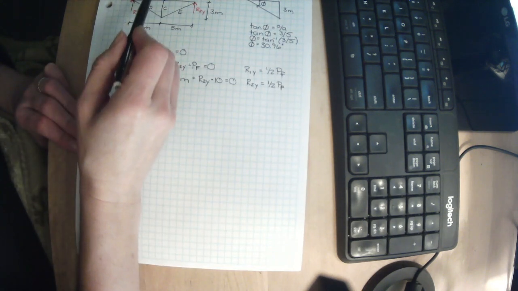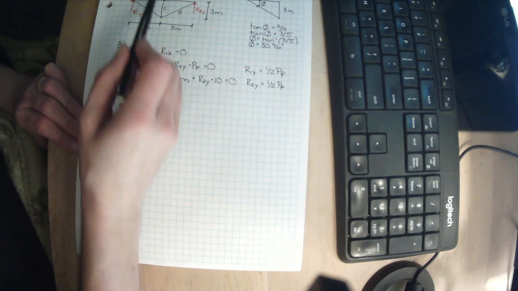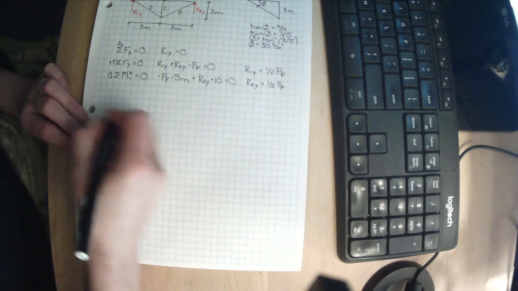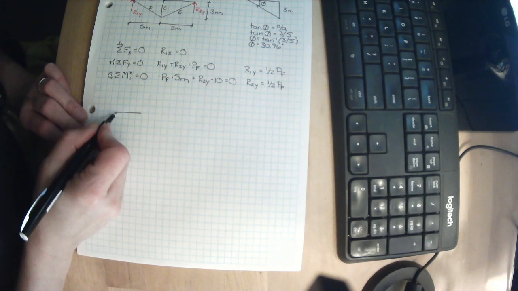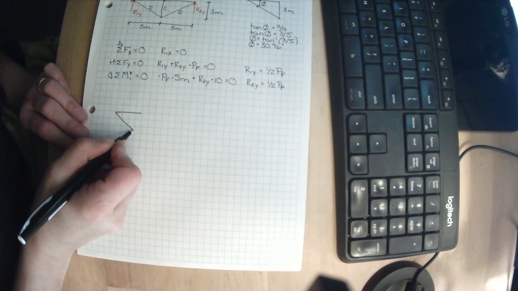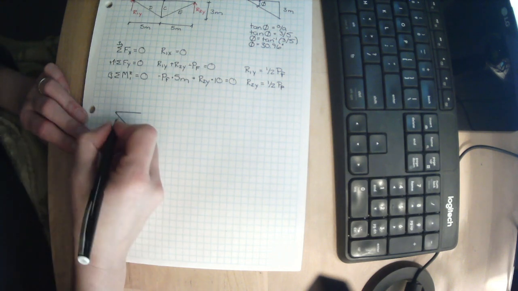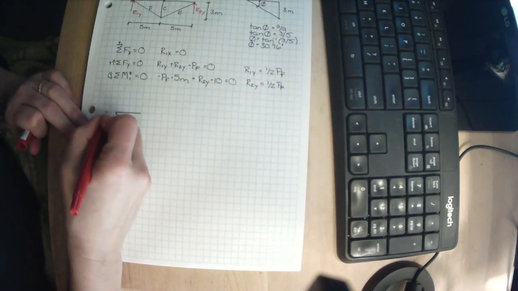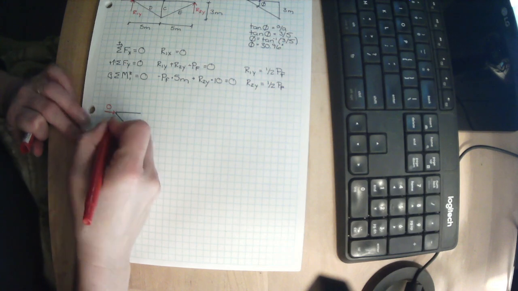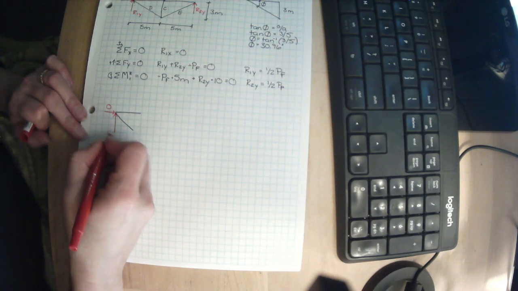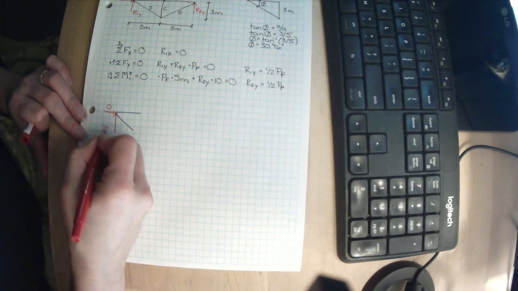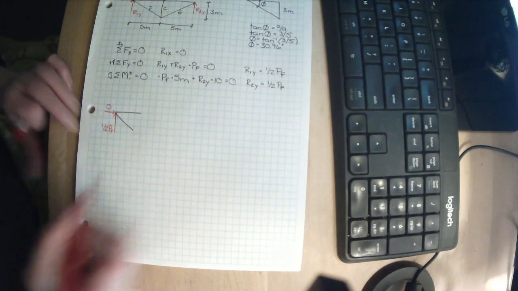I am going to do a section through A and D here. So we've got this here. We know that that's 0. This is something we've already solved for. And we know that this is 1/2 PF.